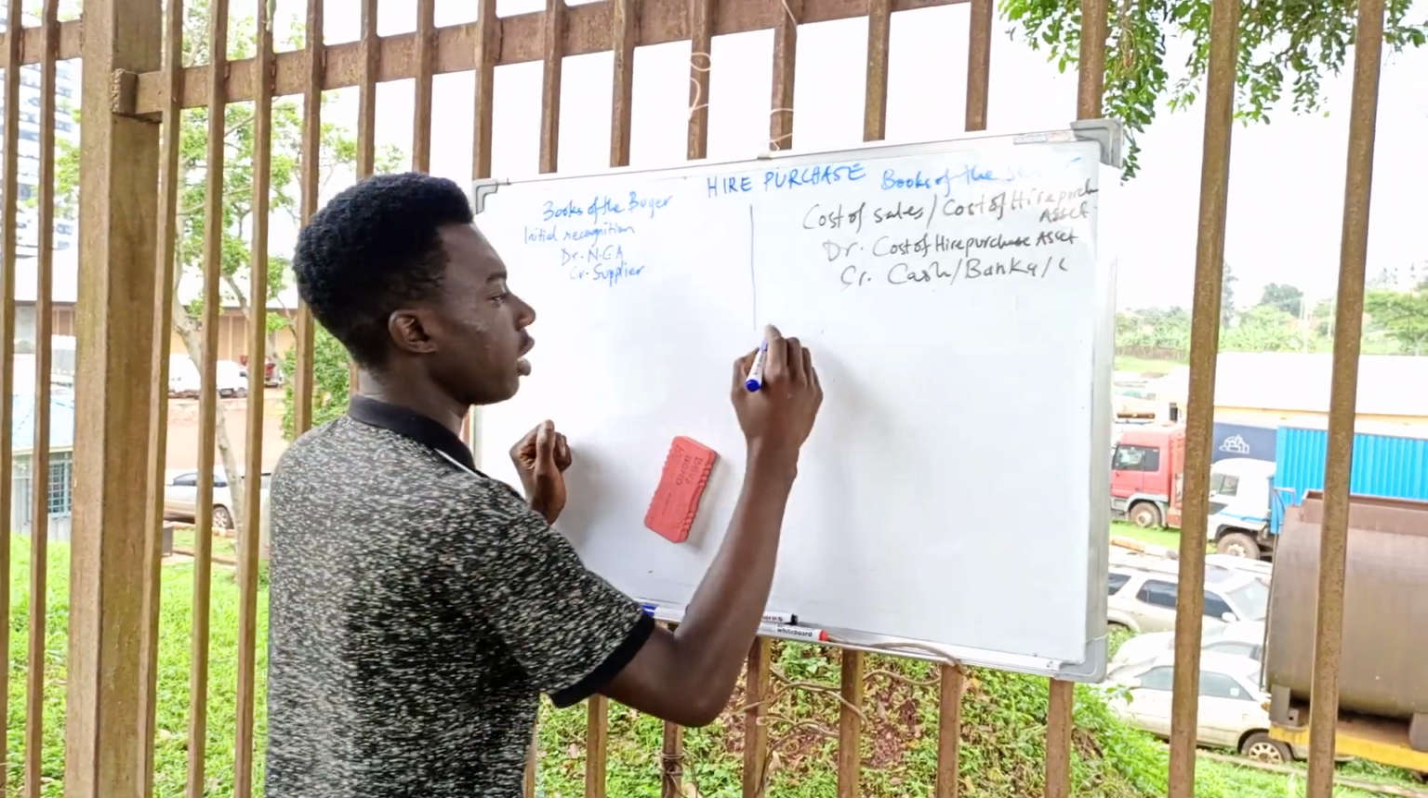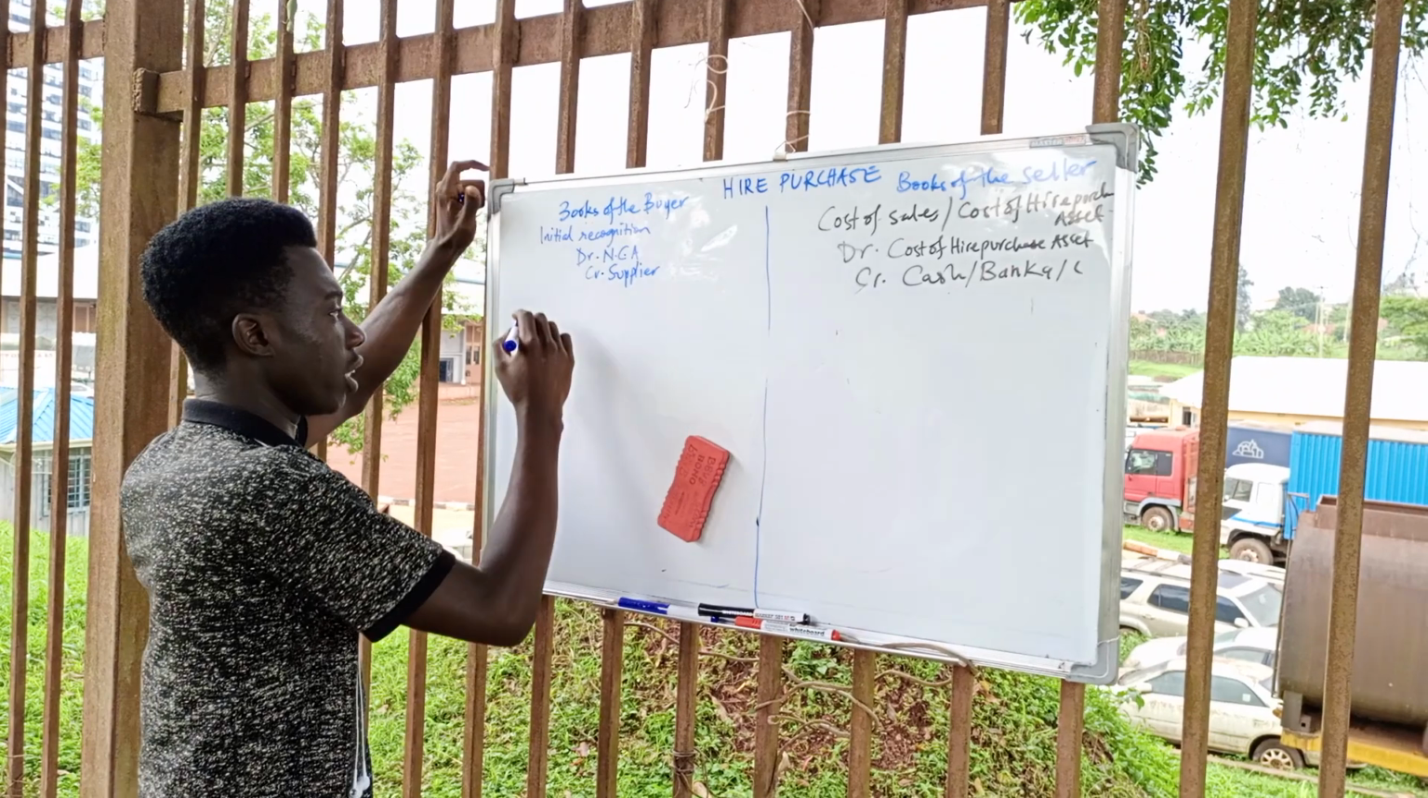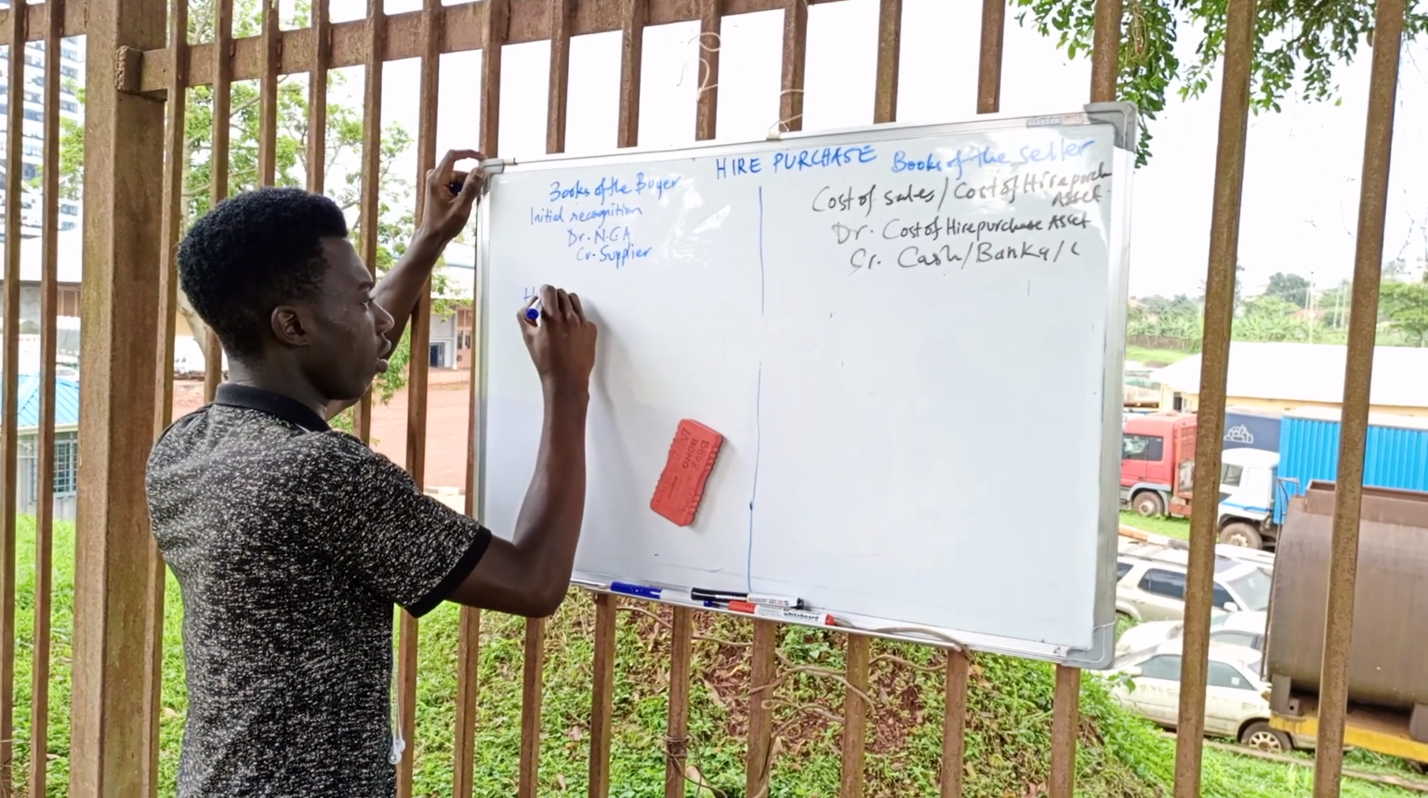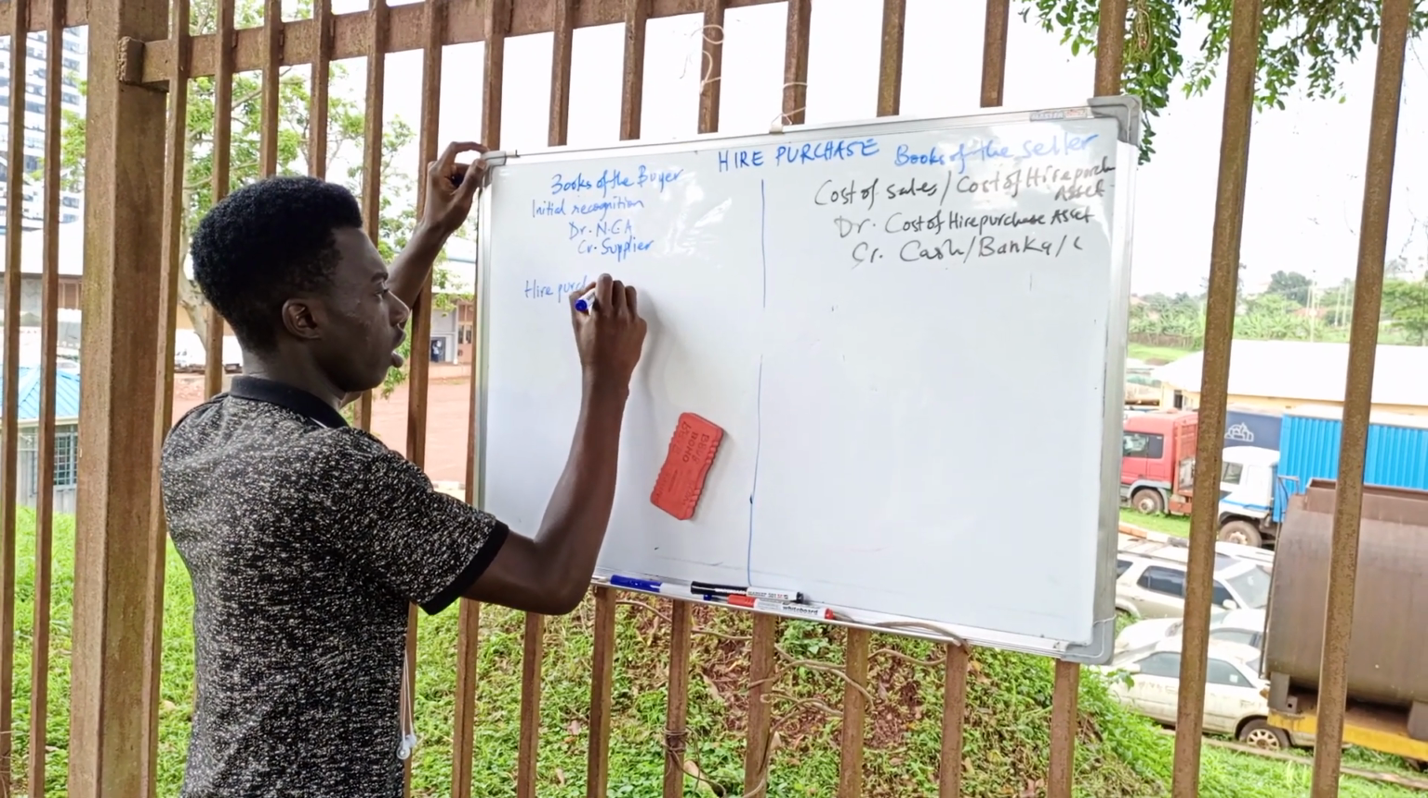Then you can look at hire purchase interest. Since you're hiring that machine, you must be paying interest. Hire purchase interest.